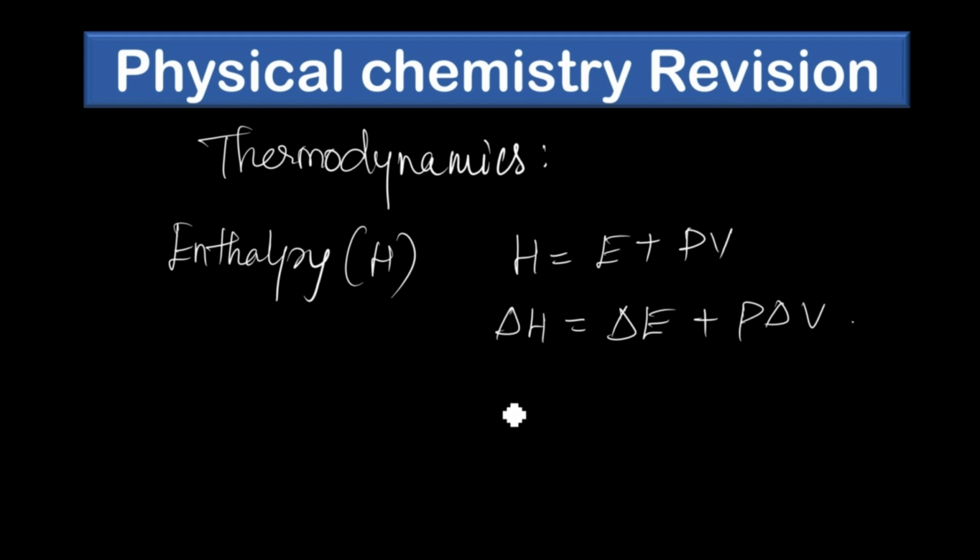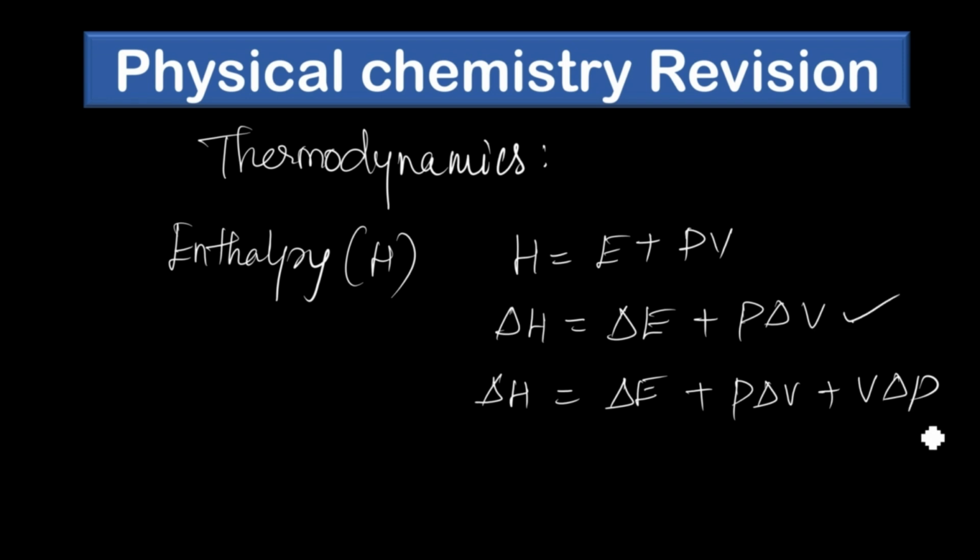If they are having different pressure conditions, then you can use P1, P2 also, which will be delta E plus P delta V plus V delta P. At constant pressure the first formula works. If both the things are varying, the second one holds good. Then if they are talking about the number of moles, then delta H is equal to delta E plus delta Ng RT.